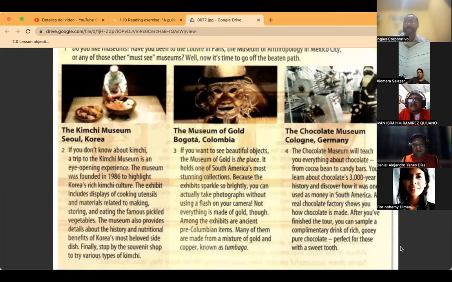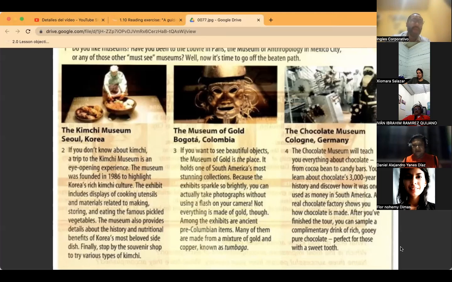The Chocolate Museum, Cologne, Germany. The Chocolate Museum will teach you everything about chocolate. From cocoa beans to candy bars, you'll learn about chocolate's 3,000 year history and discover how it was once used as money in South America. A real chocolate factory shows you how chocolate is made. After you finish the tour, you can sample a complimentary drink of rich, gooey, pure chocolate, perfect for those with a sweet tooth.